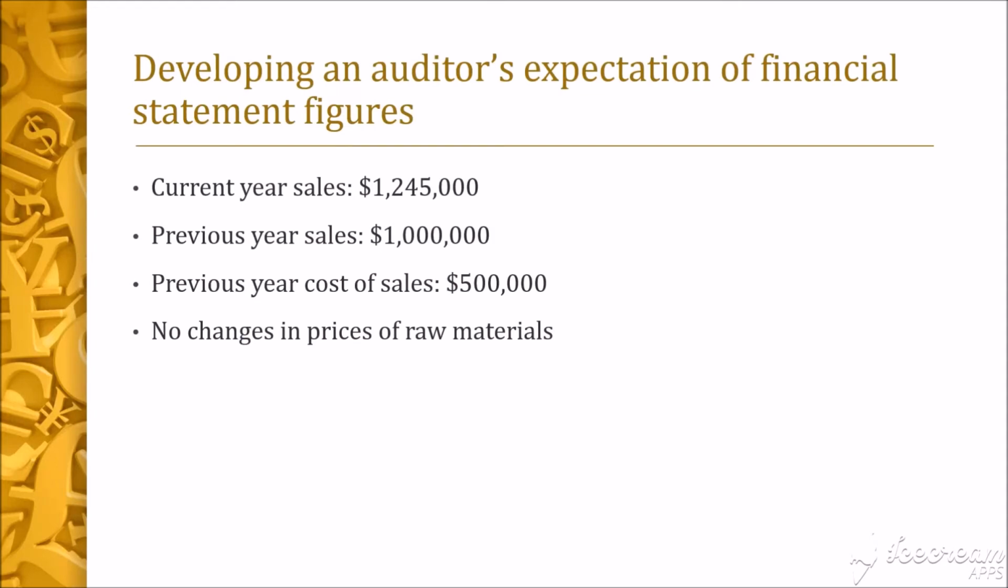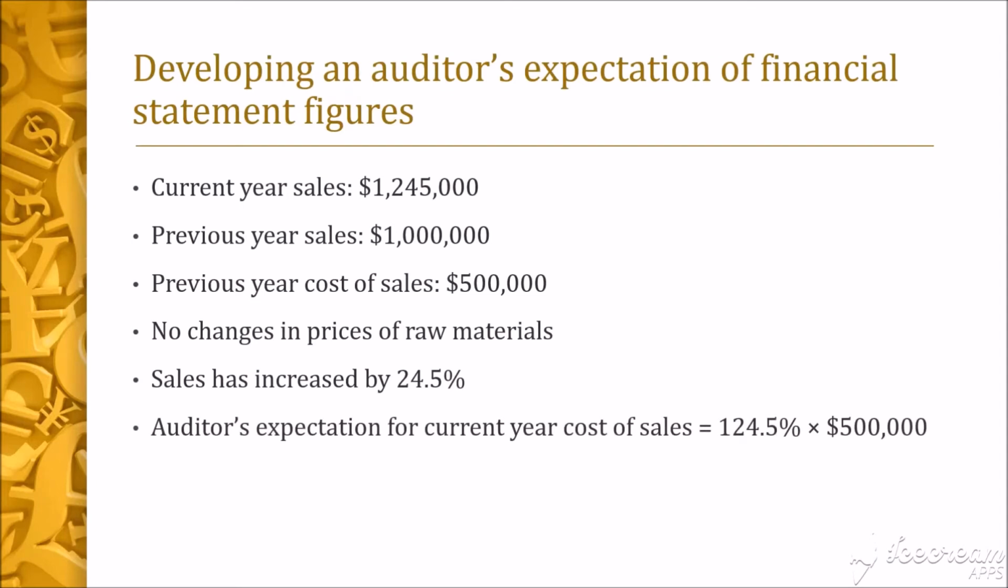We noted that sales has increased by 24.5%. Given that the price of raw materials remain the same, we expect cost of sales to increase in tandem with the increase in sales volume. So the auditor's expectation will be 124.5% multiplied by the previous year cost of sales figure, giving us $622,500. So this is the auditor's estimation of the current year cost of sales figure. The auditor can then compare the estimated figure with the unaudited figures.